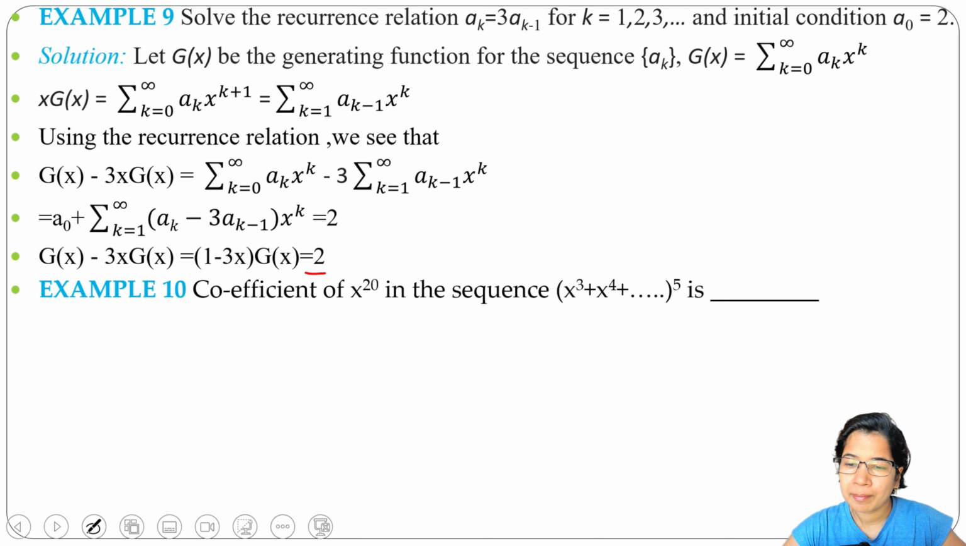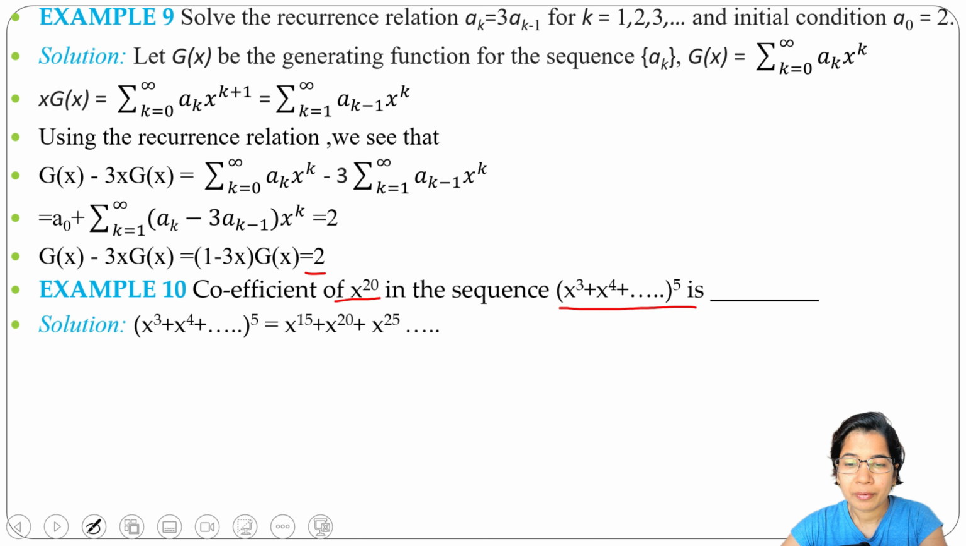Let's see another example. Example 10: the coefficient of x^20 in the sequence (x^3 + x^4 + ...) whole power 5 is dash. So you need to find what is the x^20 value from this sequence. x^3, x^4, x^5 till infinite whole power 5, that we can write as x^15, then 3 multiplied by 5, 4 multiplied by 5 gives x^20, 5 multiplied by 5 gives x^25, like this infinite. From this sequence we can take x^15 as common.